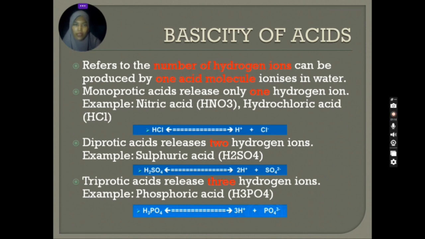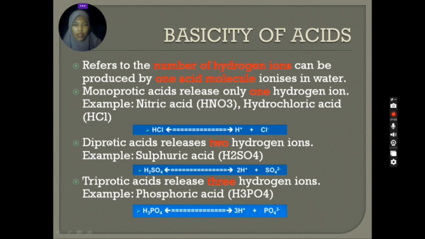Next is basicity of acids. It refers to the number of hydrogen ions that can be produced when one acid molecule ionizes in water. There are three common types of acids, which are monoprotic, diprotic, and triprotic. Monoprotic acid releases only one hydrogen ion, for example, nitric acid, hydrochloric acid or ethanoic acid. If we look at this box, we have the equation right here. Hydrochloric acid ionizes to two ions, which are hydrogen ion, only one, and then we have chloride ion.